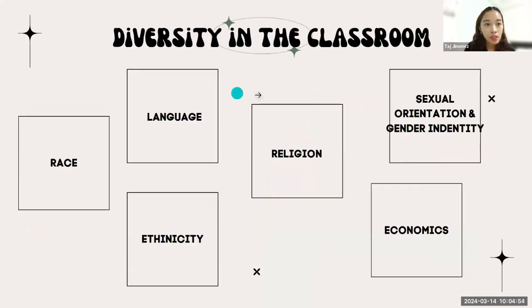So let's begin. How does diversity usually exhibit in the classroom? We can see the different kinds of things that children may possess, such as race, ethnicity, language, religion, economics. And if you're teaching an older set of children, you might be able to start seeing their sexual orientation as well, and they may start showing more of their gender identity already.